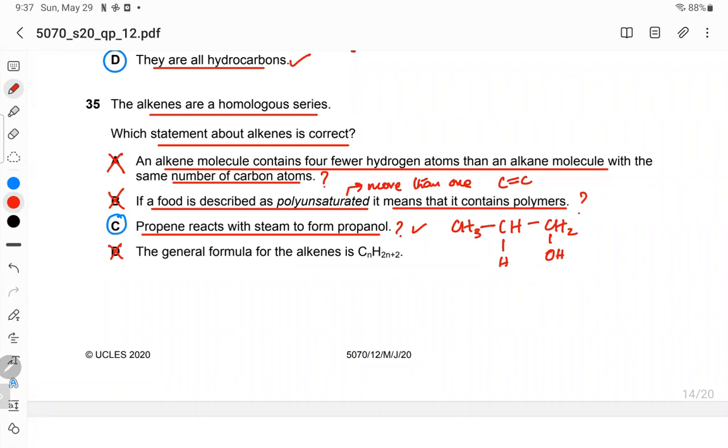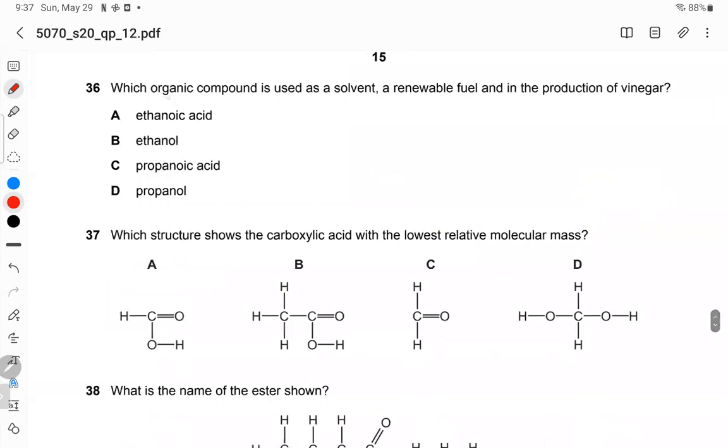Okay, now question number 36. Which organic compound is used as a solvent, a renewable fuel, and in the production of vinegar? Who can answer this one? Ethanol. Very good. It's ethanol. Ethanol can do all the things, and ethanoic acid is vinegar itself.